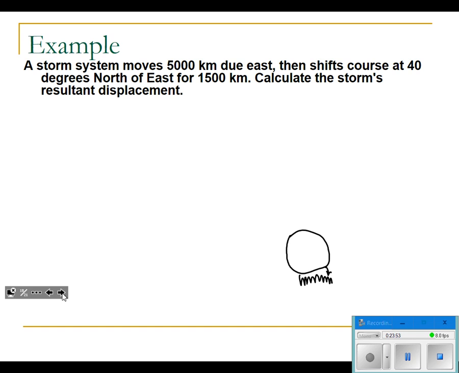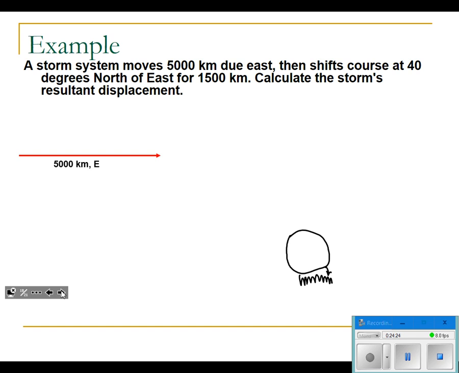So in my next one, a storm system moves 5,000 kilometers due east and then shifts course at 40 degrees north of east for 1,500 kilometers. Calculate the storm's resultant displacement. Okay. Now, this one I start off with 5,000 kilometers east. Now on this next one, I was told to go an angle for my next part. So I have to do this tip to tail.